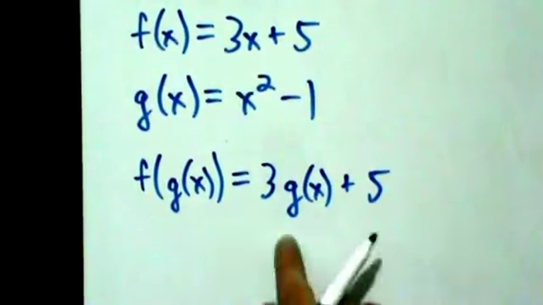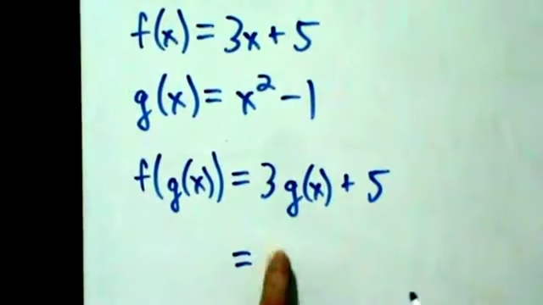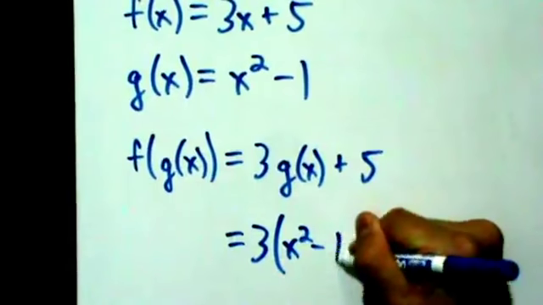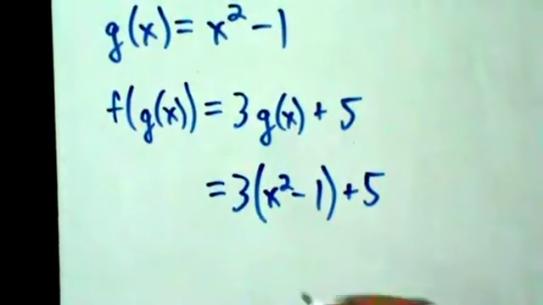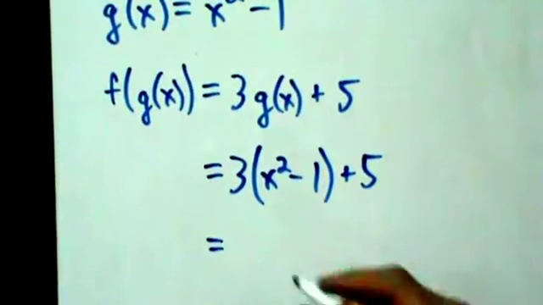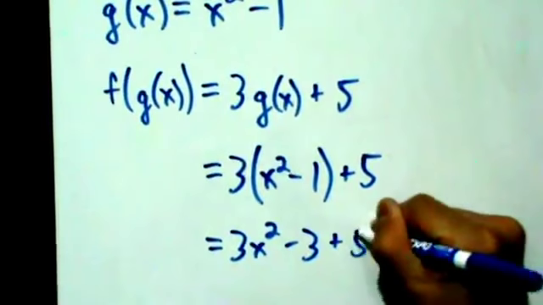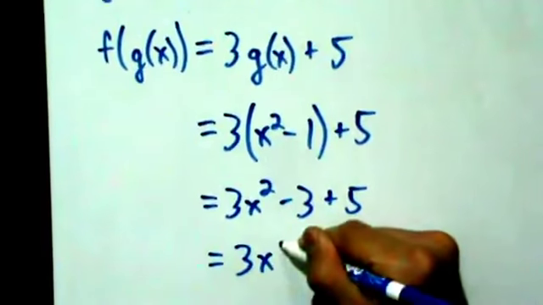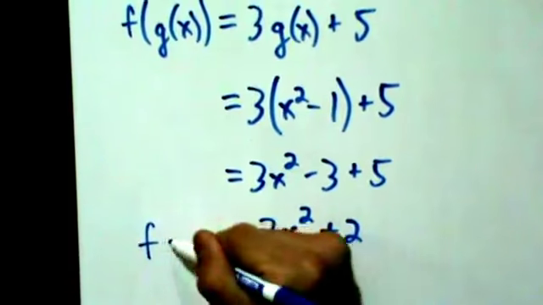So anyway, what is this? Well, g of x is x squared minus 1, right? So this is just 3 times the quantity x squared minus 1, and then plus 5 is still floating around out there. If we distribute the 3, then we have 3x squared minus 3 plus 5. Simplify that, and we get 3x squared plus 2. So this is f of g of x.